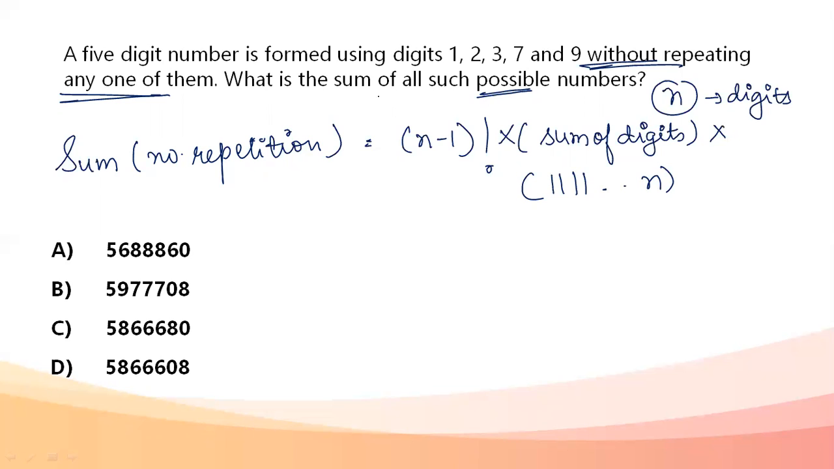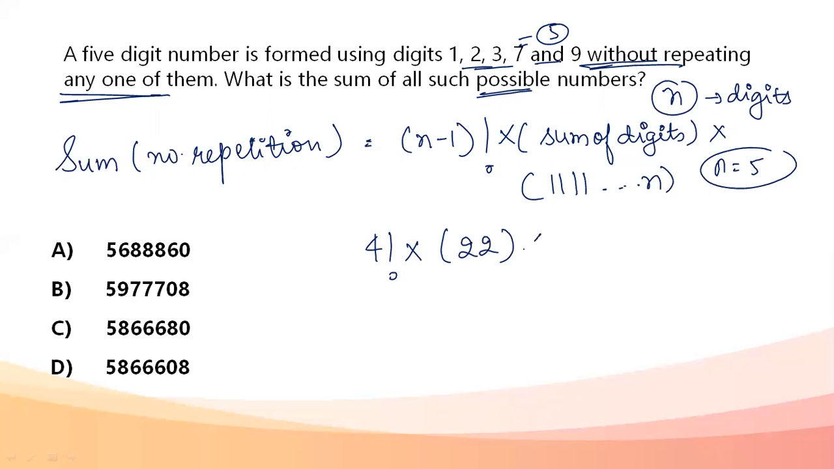When I have to find sum of all such numbers without repetition, I'll do n minus 1 factorial. N is my number of digits, into sum of whatever digits is given to you, into 1111 up to n values. The number of digits given to me here is 5. So here value of n is 5. N minus 1 factorial, 4 factorial into sum of digits. Sum of digits is 1, 2, 3, 7, 9. On adding that, 9 plus 1, 10, 7 plus 3, 10, 10 plus 10, 20, 20 plus 2 is 22. Into 1, 1, 1, 1 until n digits means I'll be having 5 ones here.